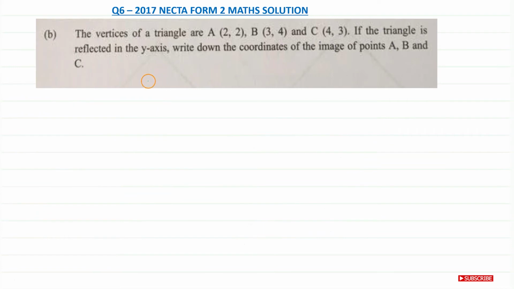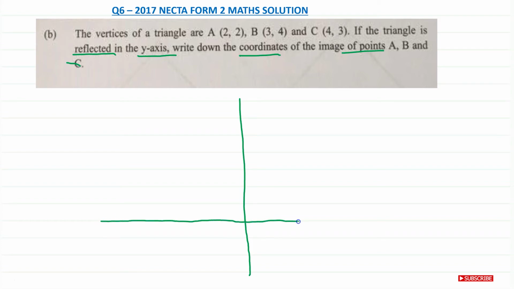And now for question 6b, we're told the vertices of a triangle are A 2,2, B 3,4, and C 4,3. If the triangle is reflected in the y-axis, write down the coordinates of the image of points A, B, and C. Right, so let's just draw a quick, well, we're not drawing, we're just sketching here. So make sure you use a ruler and you use a pencil as well.